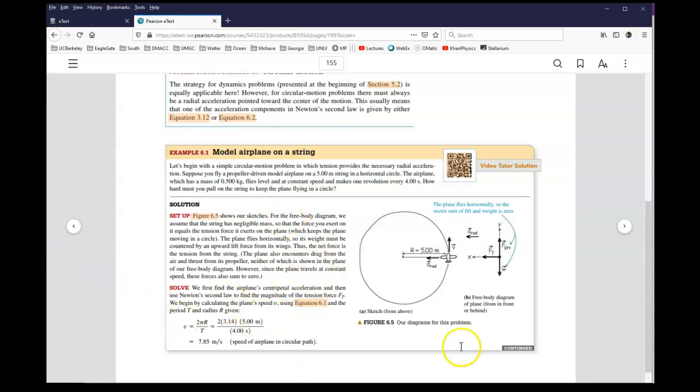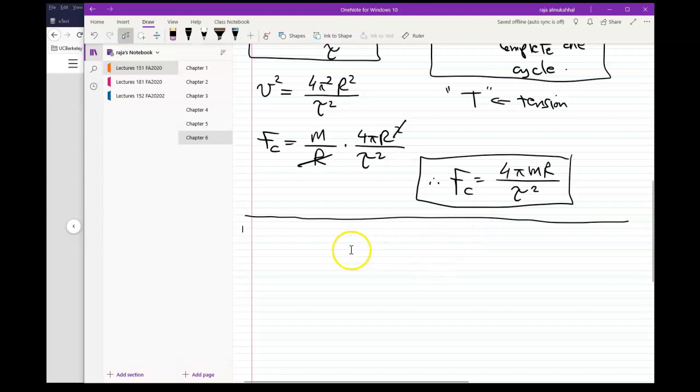Need to switch back. I forgot how to switch back. Oh, there. All right, there we go.